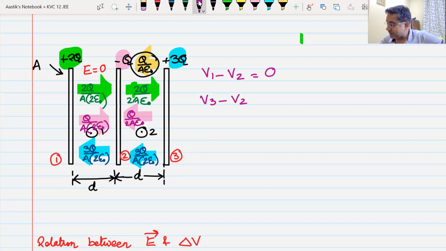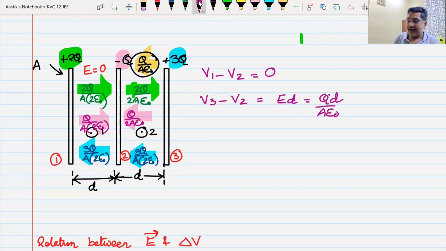What will be the potential difference between 3 and 4? Electric field, which is uniform, multiplied by D. Q by A epsilon naught multiplied by D. And this is how questions of this type are done. Do we understand this? Anyone understands this? So, to find out the potential difference between two plates like this, and this is one of the tougher questions that can come in a JEE, whether it is JEE Main or JEE Advanced. And this is how it is done. Everyone understands this?